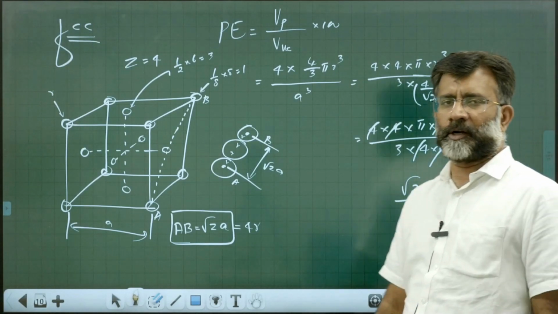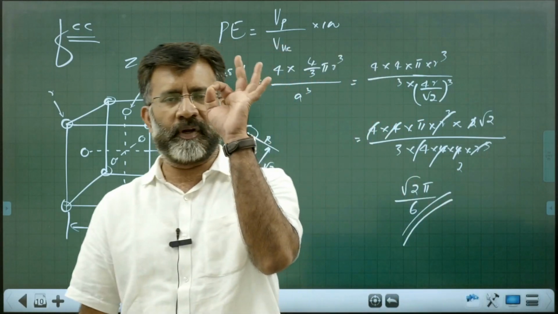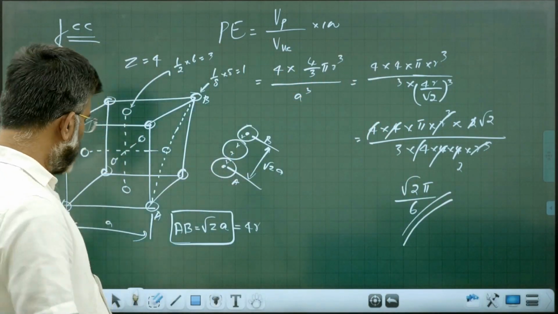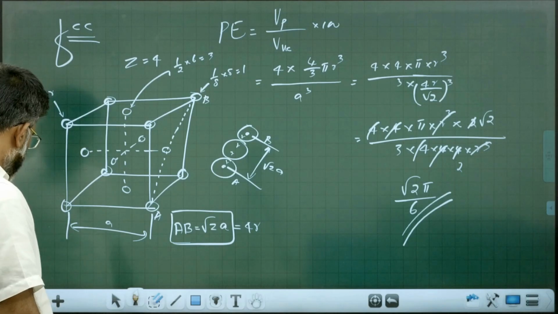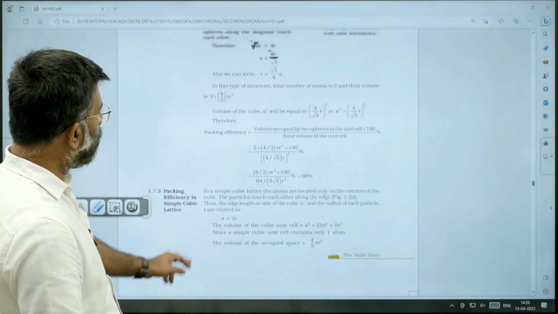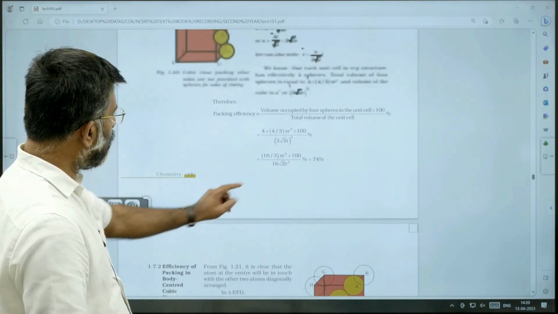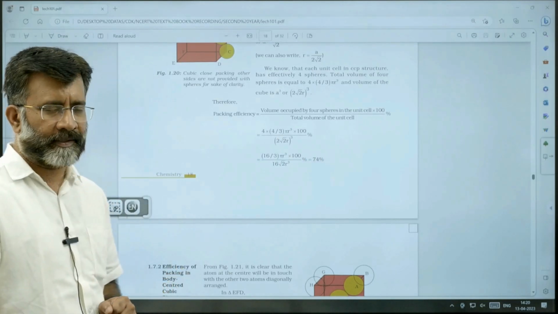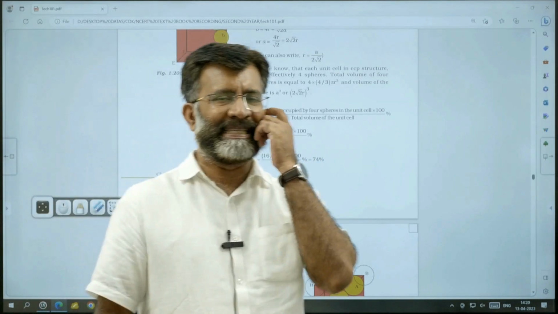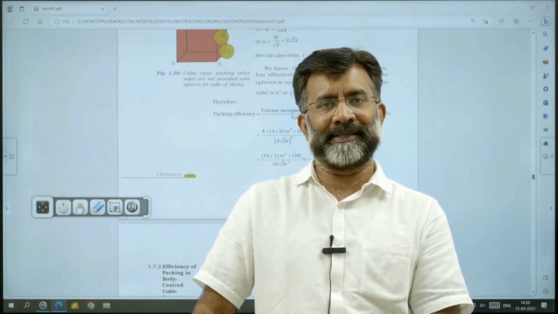When converted to percentage, you will get 74 percentage. You will get root 2 pi by 6.